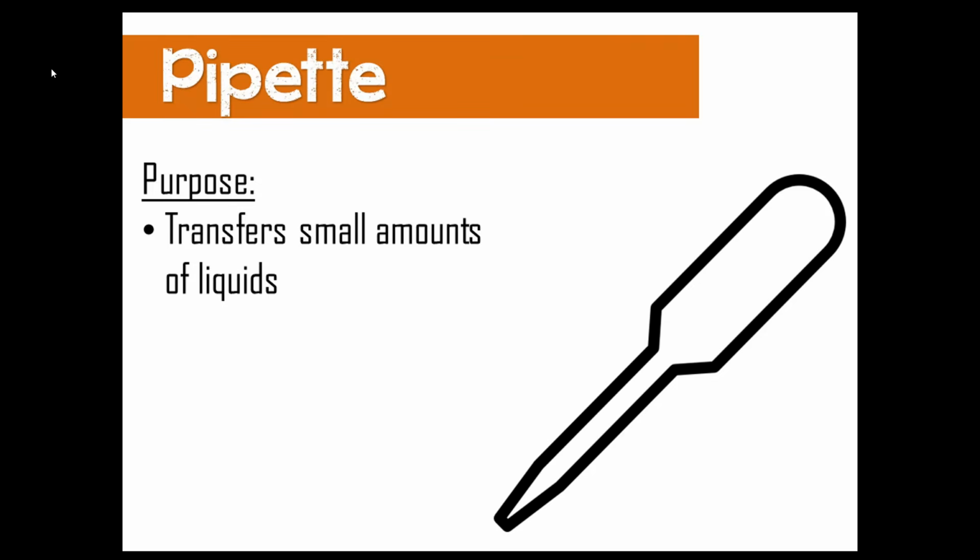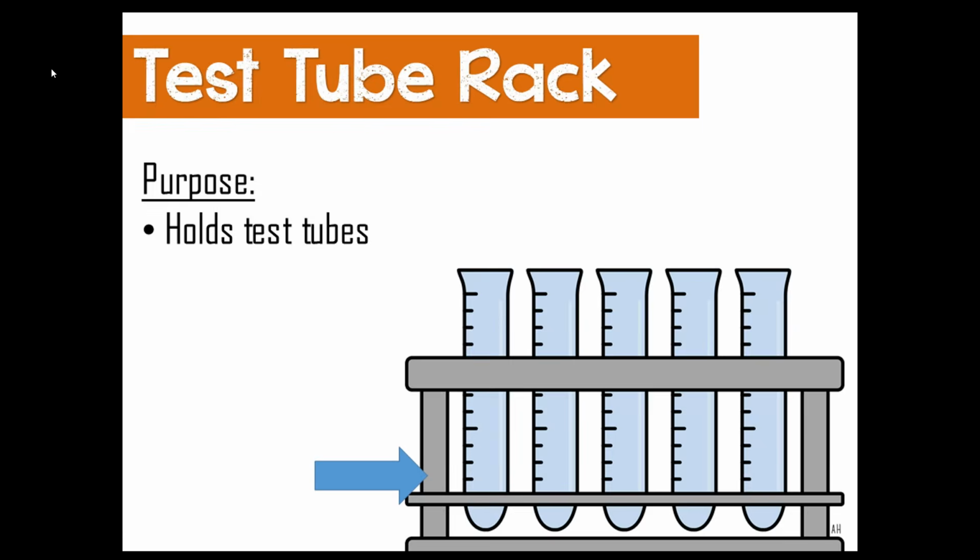This is a pipette. There are different sizes of pipettes. Most of the pipettes that we use in physical science are going to be disposable plastic pipettes, but if we need to transfer small amounts of liquids from one container to another, a pipette is going to be what we use. A test tube rack. I mentioned before that a test tube is used to hold substances, but if I want to hold a variety of substances, I might want to use a test tube rack.